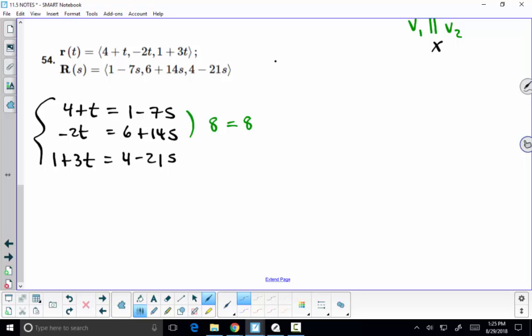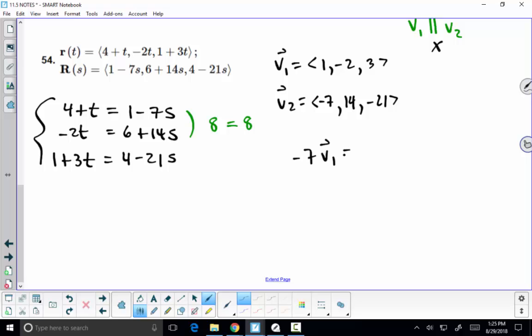So if we look at our first direction vector up here, that one's going to be 1, -2, 3. And the second one is going to be -7, 14, -21. So we see that if we multiply the top one by -7, that will give us the second one. And so this tells us that the direction vectors are in fact parallel. So our conclusion here is the lines coincide.